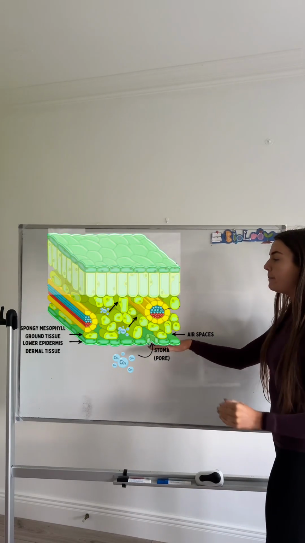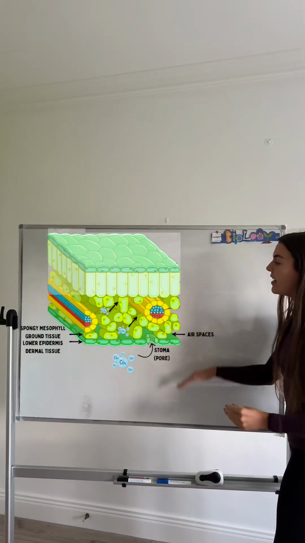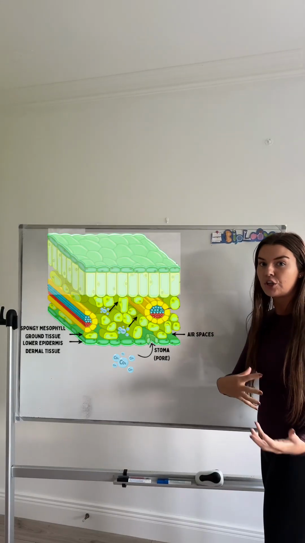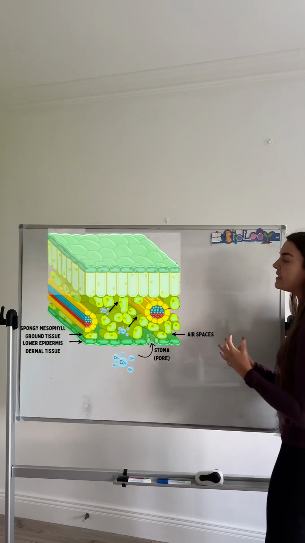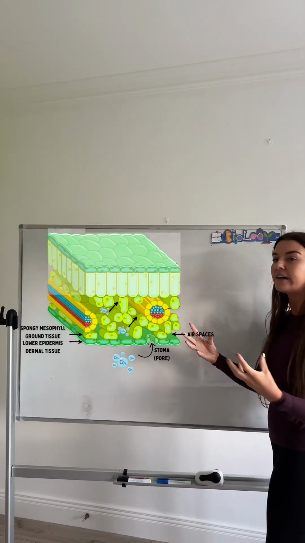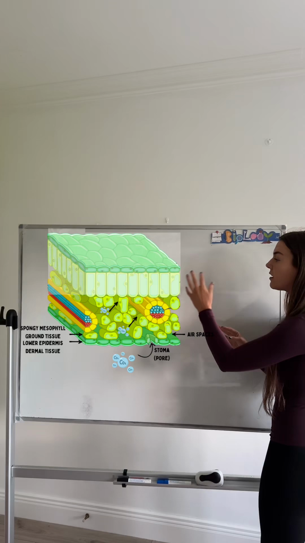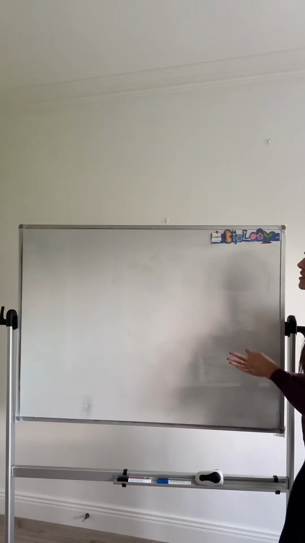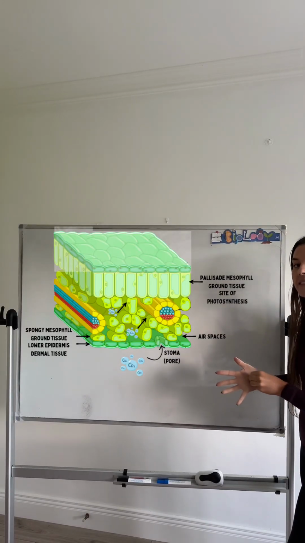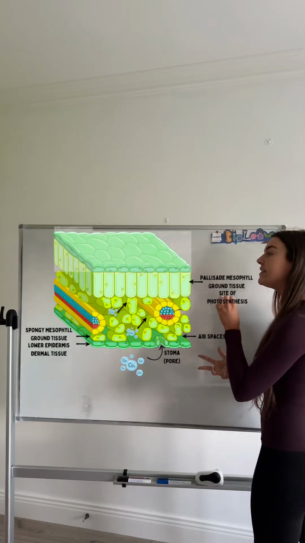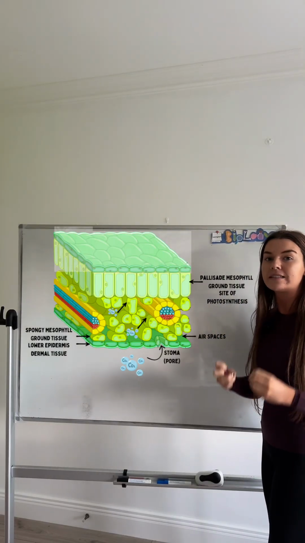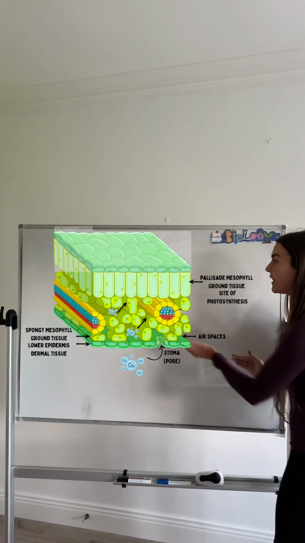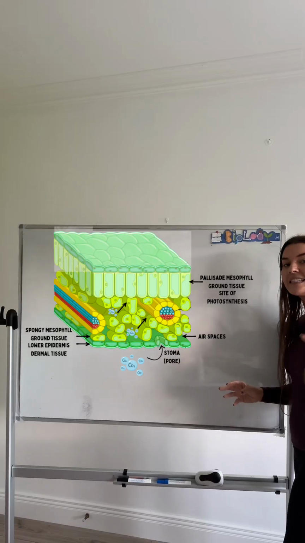So we have the lower epidermis as our bottom layer, and then the next layer up is our spongy mesophyll tissue. That spongy mesophyll tissue has lots of air spaces to allow the carbon dioxide gas to keep diffusing up to the next layer, which is called the palisade mesophyll tissue. And this is where the majority of photosynthesis is going to happen. And photosynthesis needs carbon dioxide, which is why the carbon dioxide is diffusing up until this tissue.